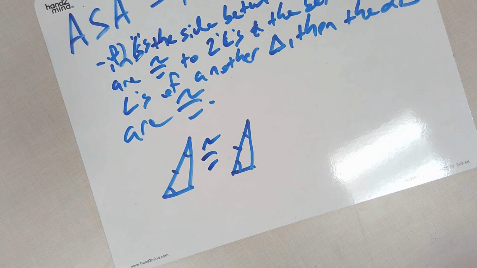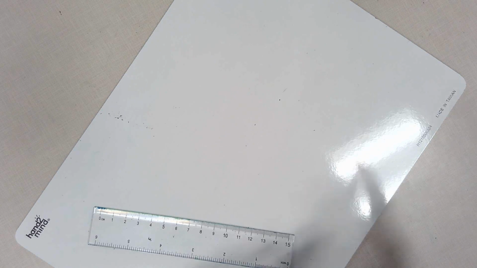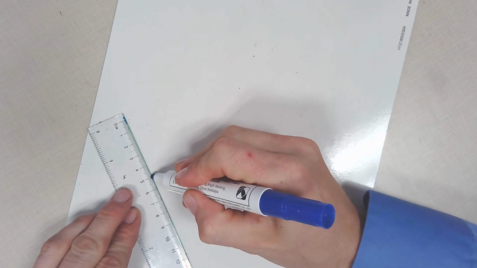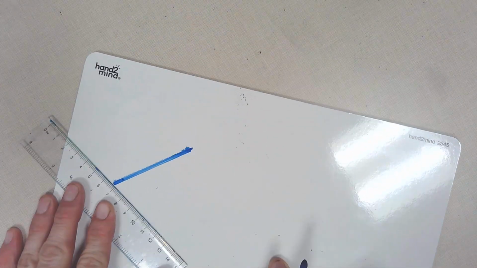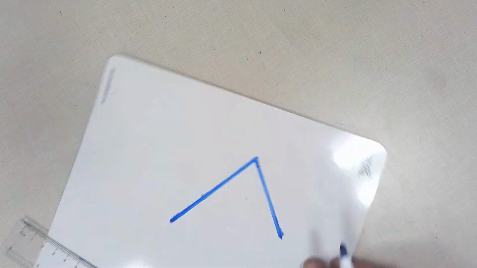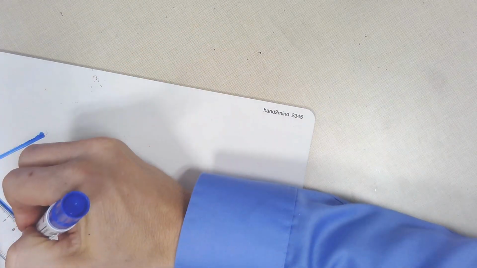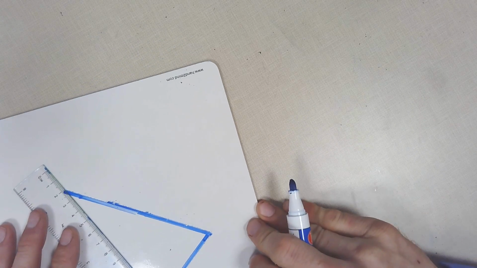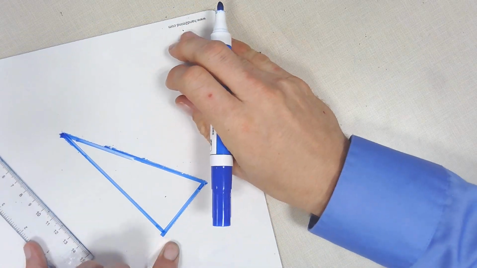So let me demonstrate that to you by making two congruent triangles. I'll just, like I normally do, draw a random triangle here. My first one will be blue. I'll make the side a length, and I'll make a random angle, and then make another side a little longer, and bring that in a little bit. Okay, so that's my triangle.